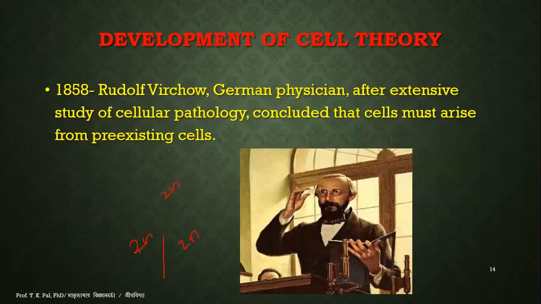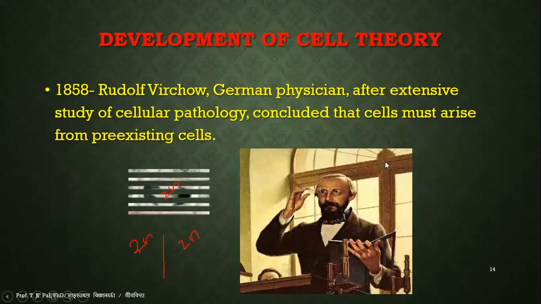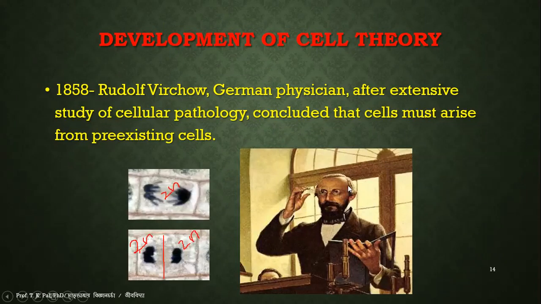And another thing, here is Rudolf Virchow. Rudolf Virchow is a German scientist, and according to him, every cell must arise from a pre-existing cell by dividing. So here a 2n normal cell is dividing into another 2n cell by mitotic division. So from one cell to another cell is just division of the cell. So one life can come from another life. So this is the cell theory.